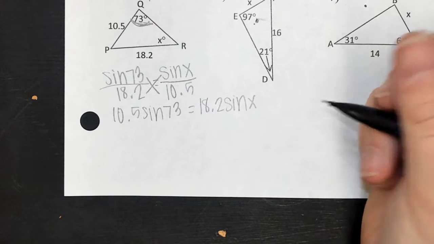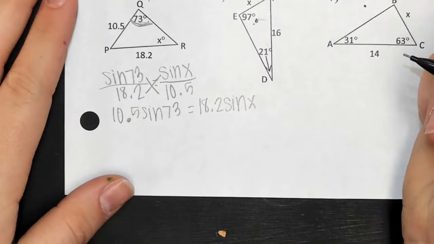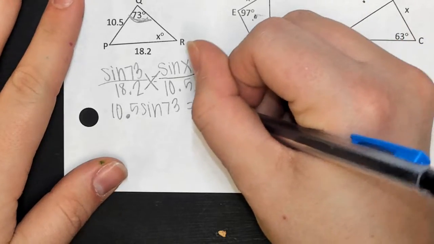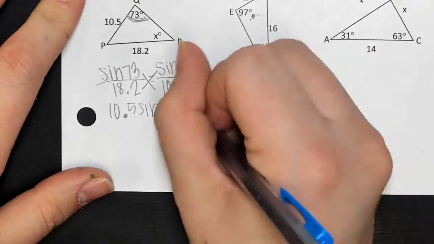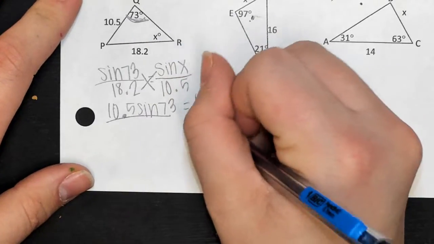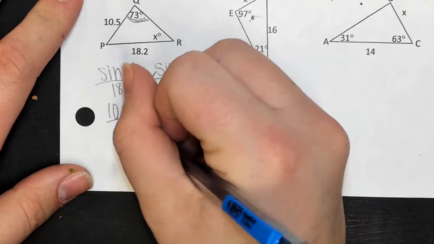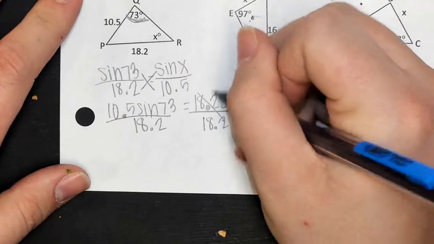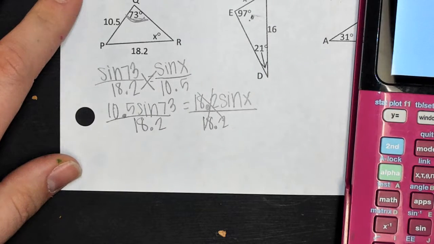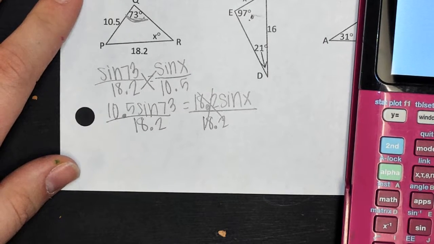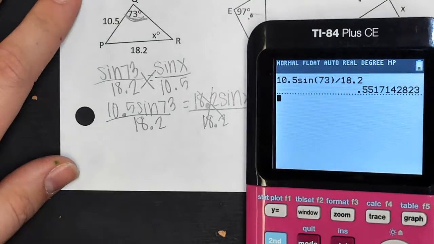When you get to this point, and you have 10.5 sine of 73, 18.2 sine of x, go ahead and divide 18.2 to the other side. So this cancels, and you have 10.5 sine of 73 divided by 18.2. Did you get 33.5?